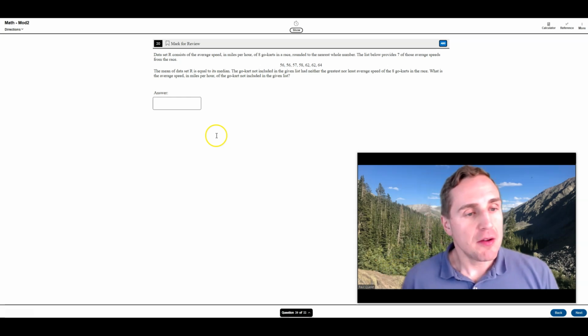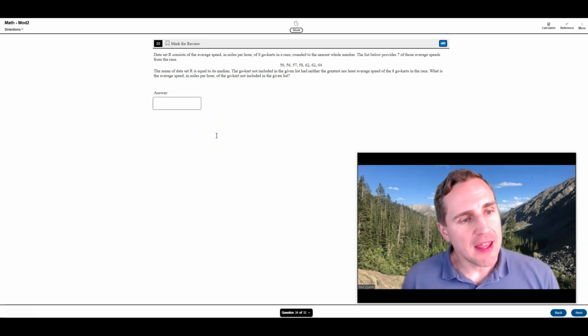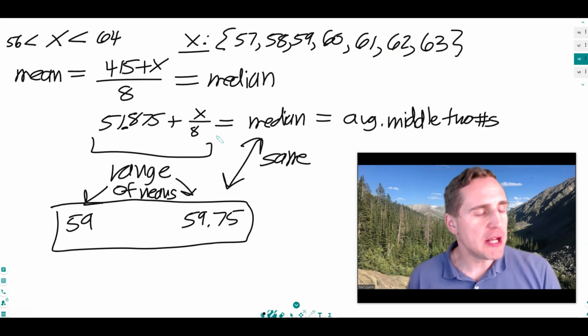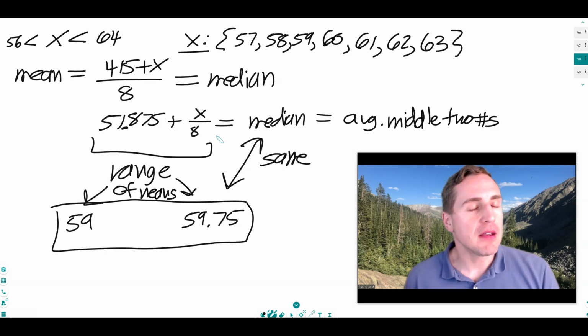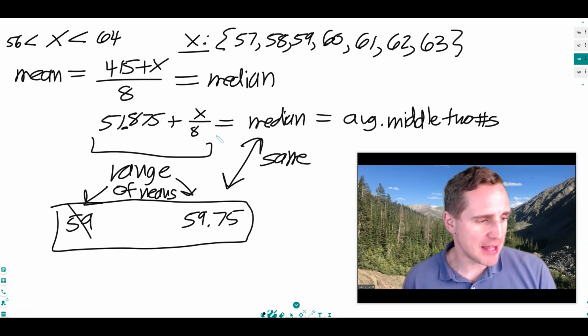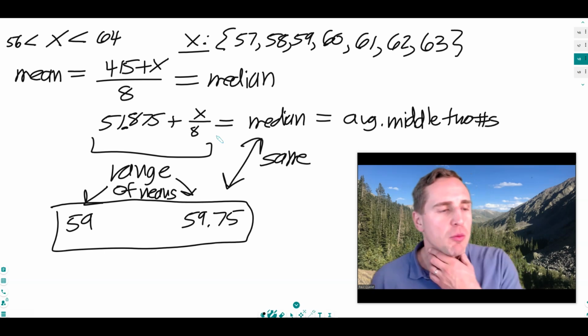So if the mean is 59, that means the x would equal 57. So if x was 57, then notice the median would be the average between 57 and 58. Do you see that there? But that would be 57.5, so that's not this.